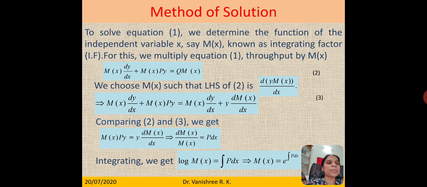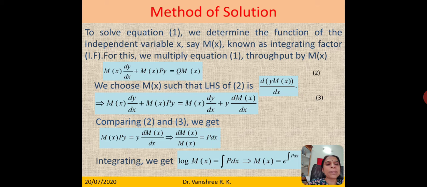Just apply the product rule: m of x into dy by dx plus y into dm of x by dx. By applying the product rule, we get this term. Now if you look at these two equations, both of them are equal. Therefore, I can compare this with equation 2. Comparing in equation 3 both the LHS and RHS, you can write that m of x into py is nothing but y into dm of x by dx.